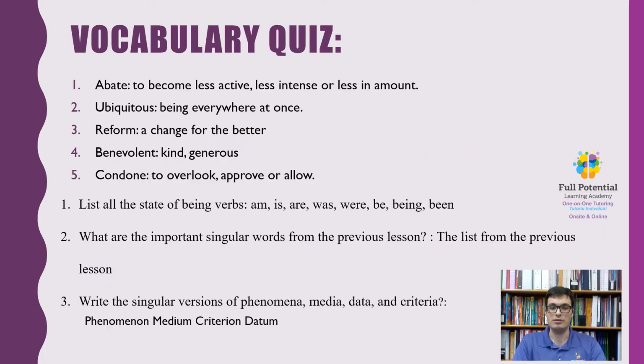Here are the answers to the vocabulary quiz we just took. Abate means to become less intense. Ubiquitous means to be everywhere at once. Benevolent is another word for kind or generous. Condone means to overlook or to agree to. And reform means to change for the better.